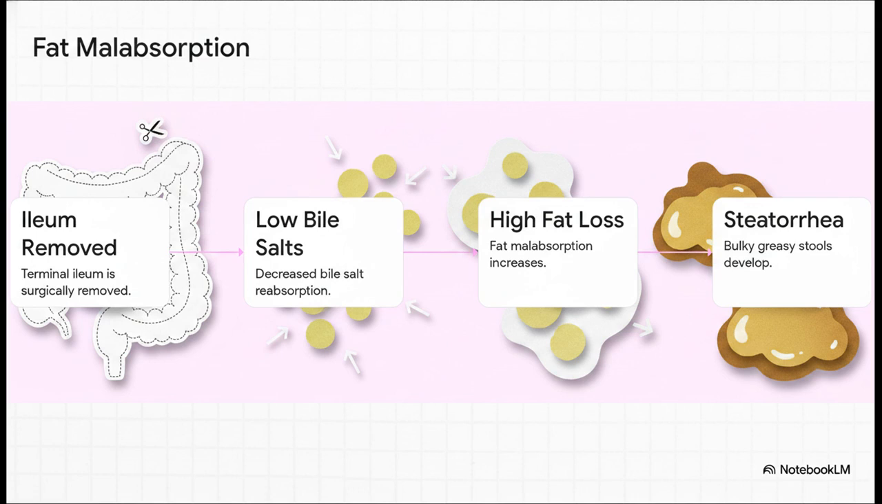Let's trace a specific cause and effect chain to see how this plays out clinically. Remember the terminal ileum's job? If the terminal ileum is removed, we immediately get decreased bile salt reabsorption. Without those bile salts around to help digest fats, fat malabsorption shoots up. Clinically, this presents as steatorrhea, bulky, greasy stools.